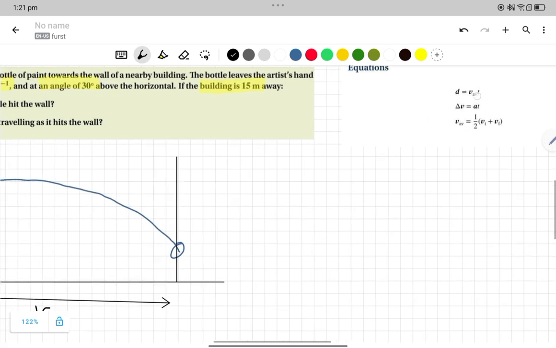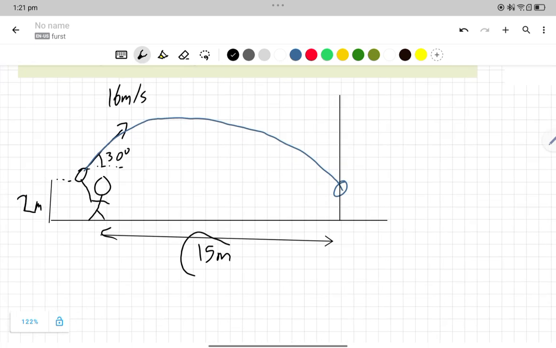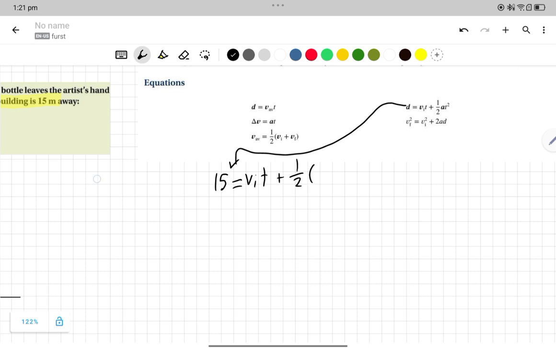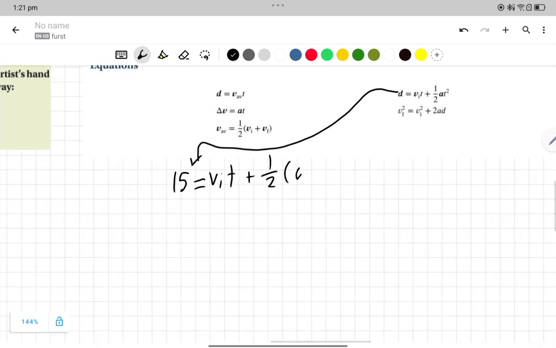So if you remember, the distance horizontally is 15, right? So we're subbing in 15 equals, and let's use this equation, because remember we don't know the final velocity. So VIT plus half A t squared. What's A? It's 0, because there's no horizontal acceleration acting on the object. We've only got the vertical acceleration of gravity. Otherwise, we don't have any horizontal acceleration. So this term cancels out.